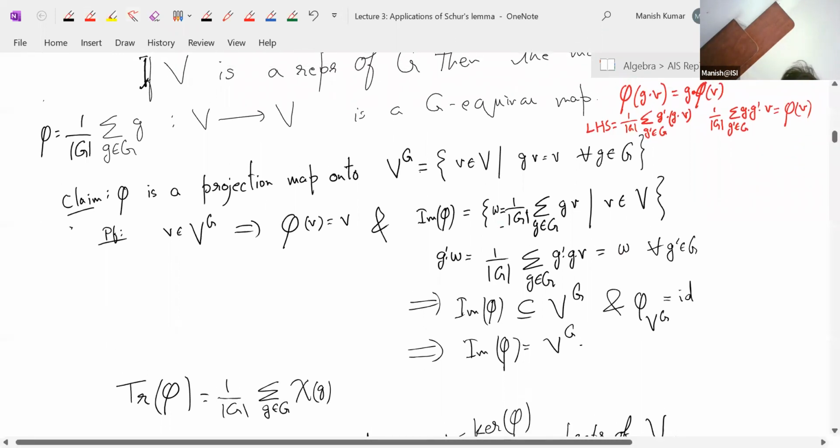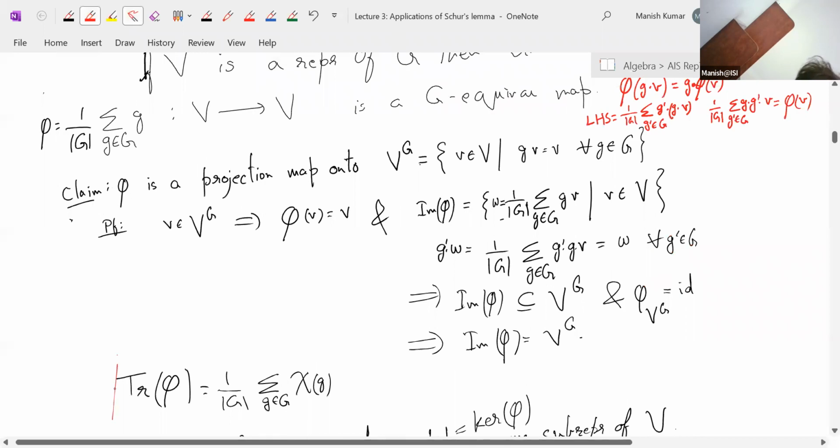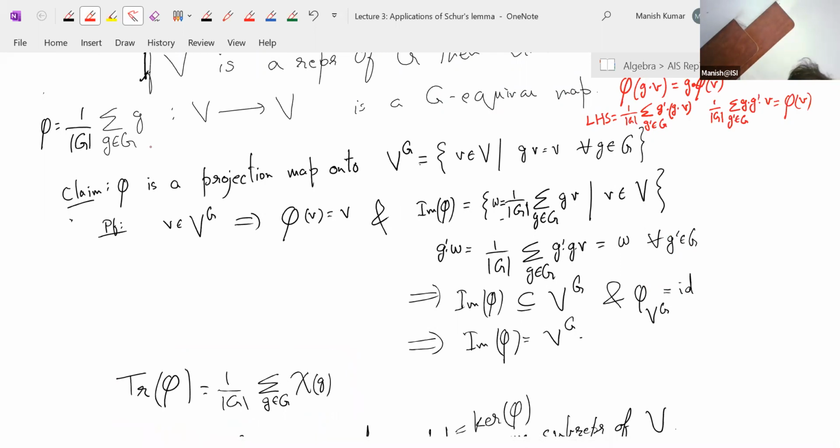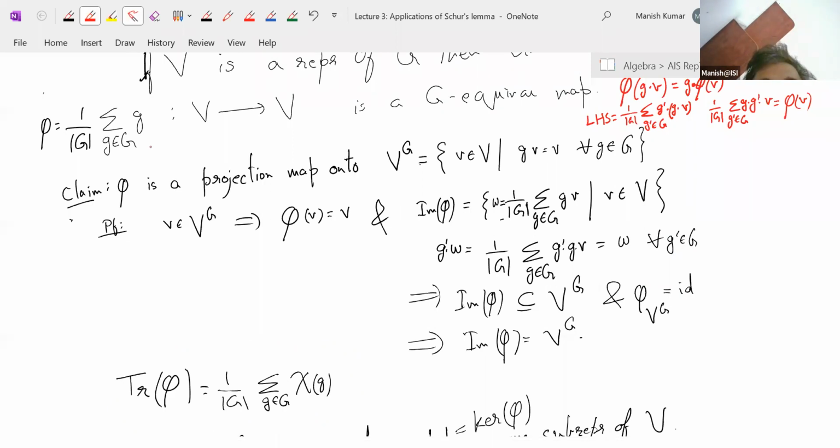So now let's compute the trace of phi. Remember the formula for phi is this. We'll calculate the trace of phi in two different ways, and that will give us this formula. First, using the formula of phi, trace of phi is just 1 over the size of G, times the trace of each of these linear maps G. But that trace is the same as chi of G. Is this clear so far, or are there any questions? I hope it's making sense. If you have any questions at any point, please feel free to ask.